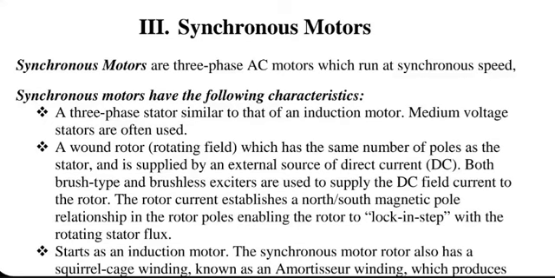Basically, f equal to NP divided by 120, right? So 120 f divided by P is the synchronous speed, where f is the frequency at which you are supplying the three-phase input to the stator, and P is the number of poles. Now, here also the rotor can have salient poles or it can be a cylindrical rotor, like we saw for synchronous generators. And DC is required, etc. All that is necessary for sure.